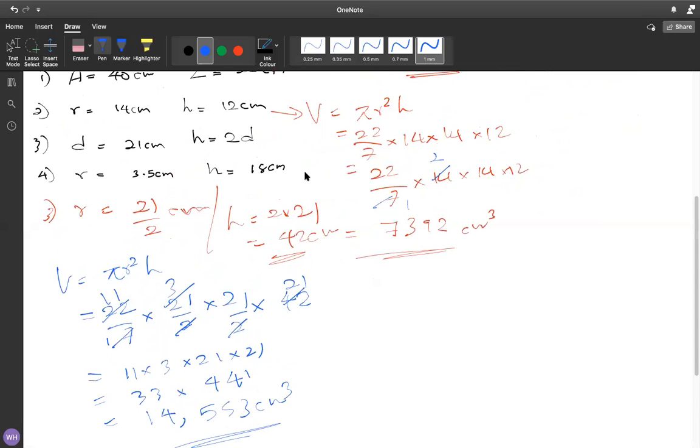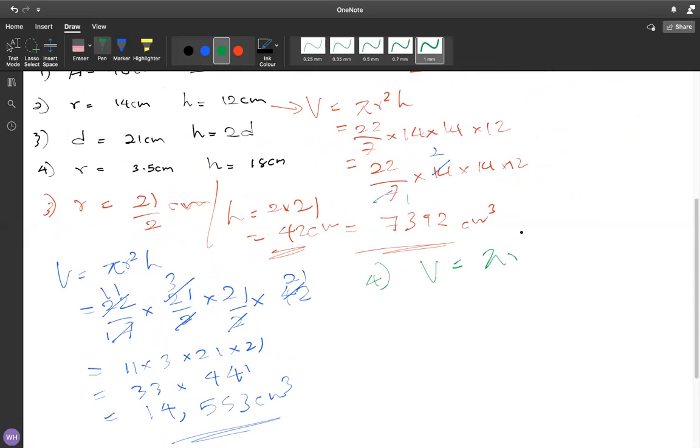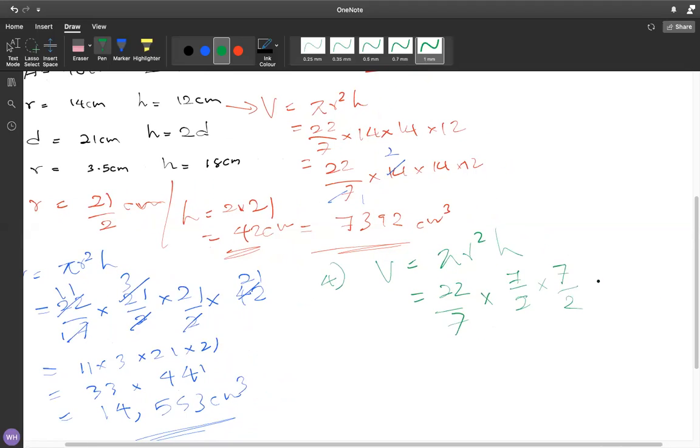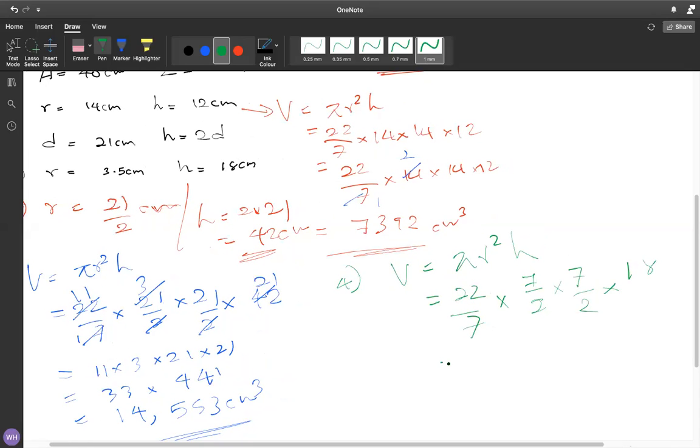So this is the third one, and you can do the fourth one as well. Fourth one here, volume will be equal to πr²h. So π is 22 upon 7 and radius is 3.5. I would like to write it as 7 upon 2, which will make the simplification easy. And h is 18, no? You're right. So you can simplify it nicely.